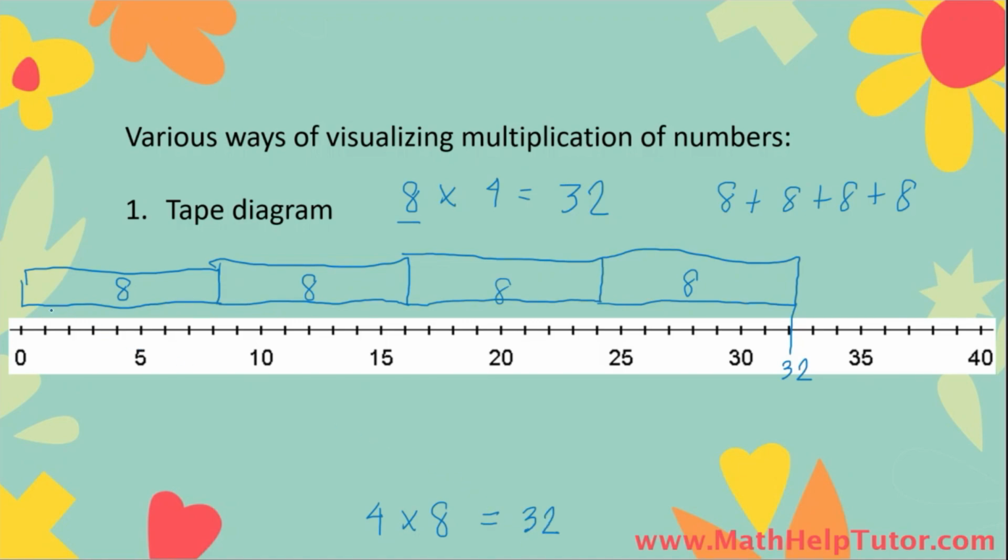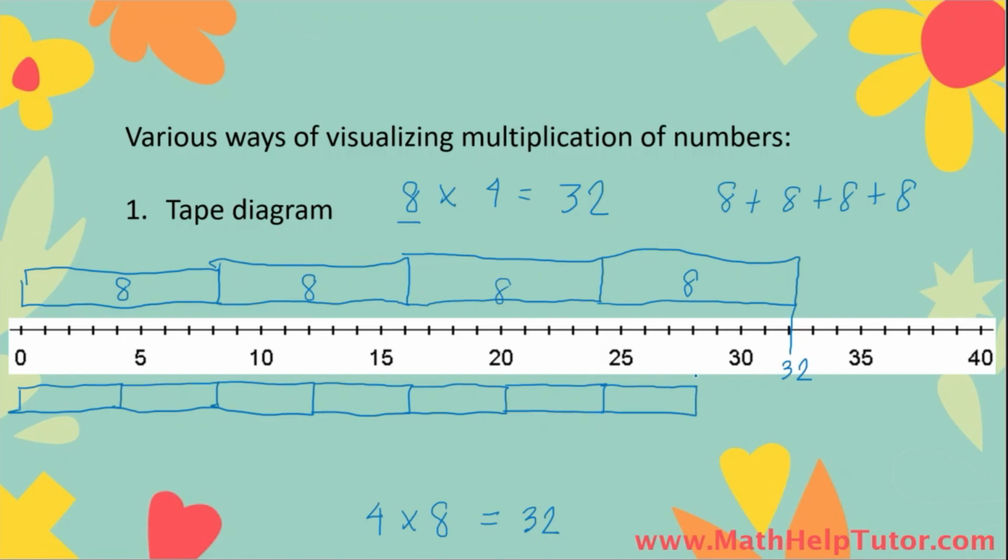So let's try to draw strips that are 4 numbers long. Okay, that's 1, 2, 3, 4 is our first strip. Our second strip is 1, 2, 3, 4. 1, 2, 3, 4 is our third strip, our fourth strip, the fifth strip, the sixth strip, that's the seventh strip, and that's the eighth strip. And you can see that we arrive at the same answer, which is 32.